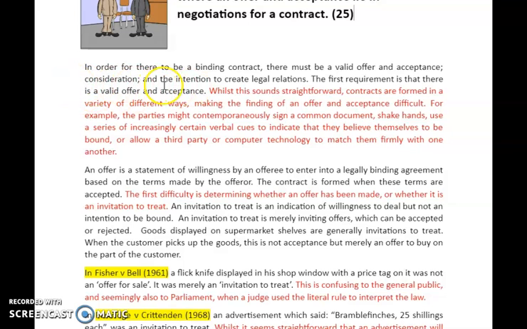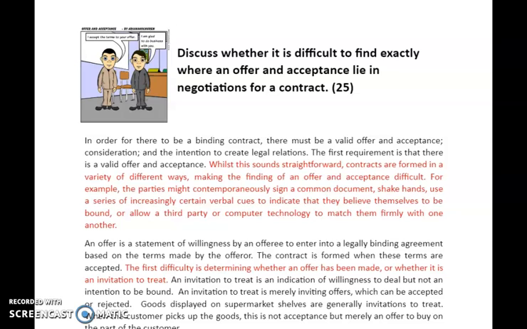And firstly, we need a valid offer and acceptance. And I'm referring back to the question here that's asking me, is it difficult to find the offer and acceptance? By saying that although this sounds straightforward, contracts are formed in a variety of different ways. And because of that, finding where an offer and acceptance has happened is difficult.